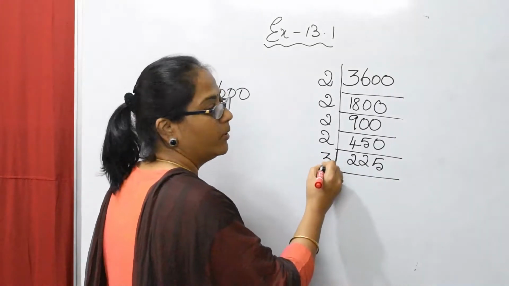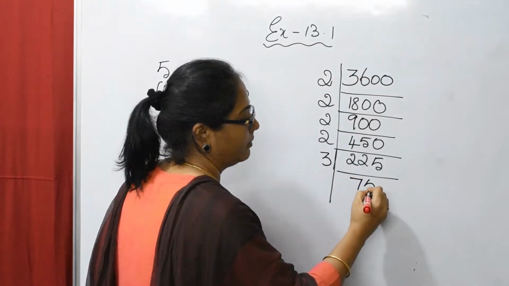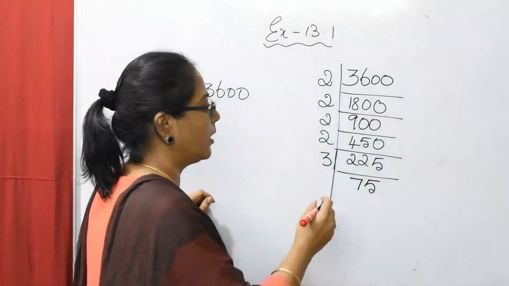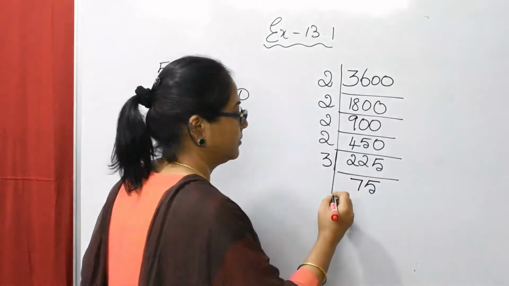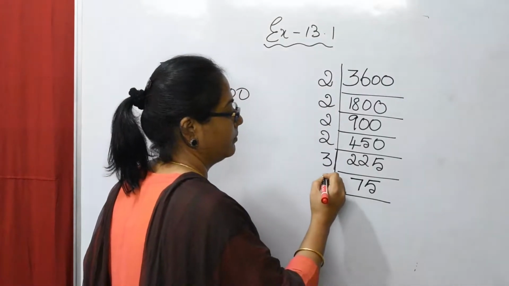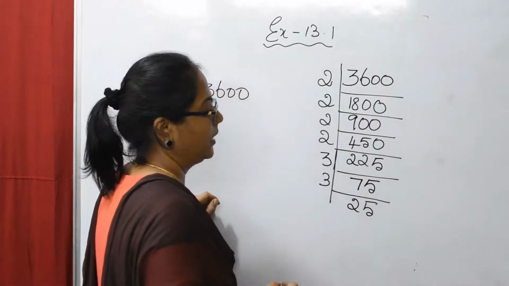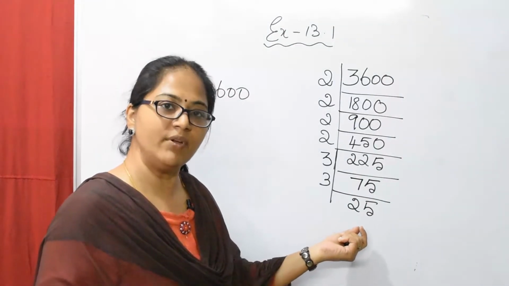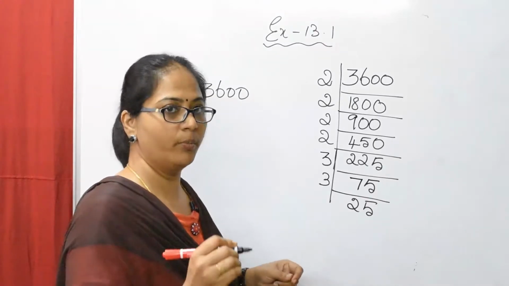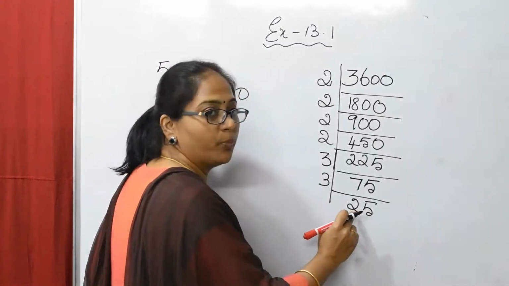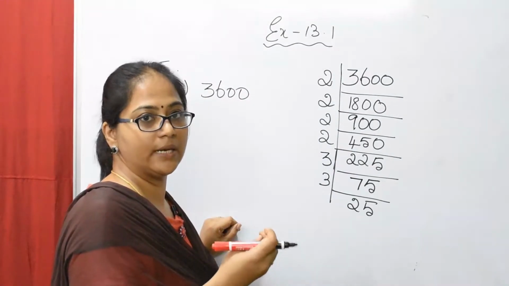So now 3, 75. Now again 75 we can factorize using 3 tables. 25 times. And students, can we factorize 25 using 3 tables? No, because the sum 2 plus 5 is 7, so we cannot factorize using 3 tables.